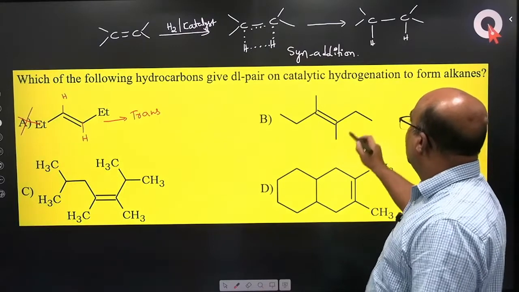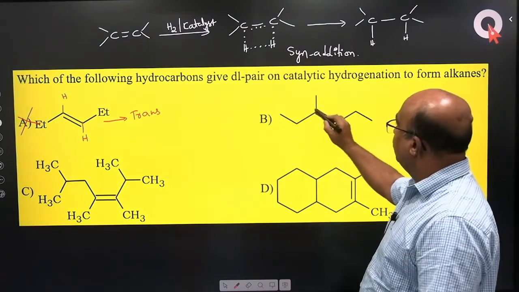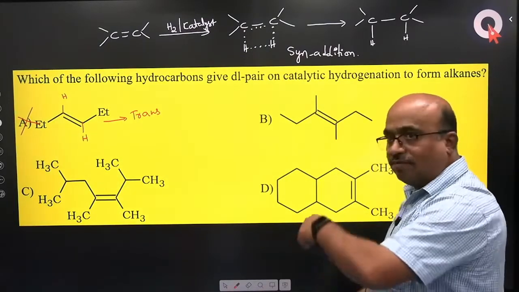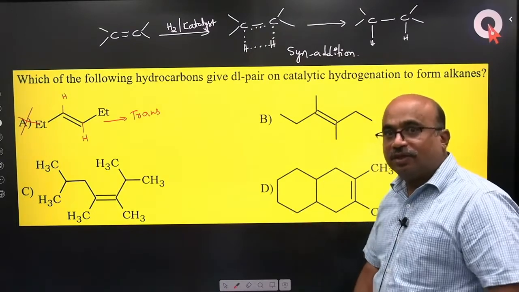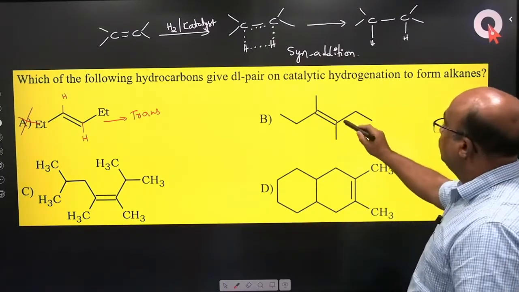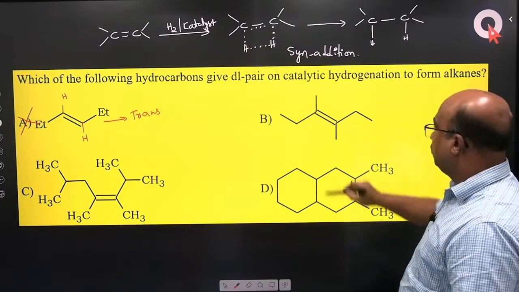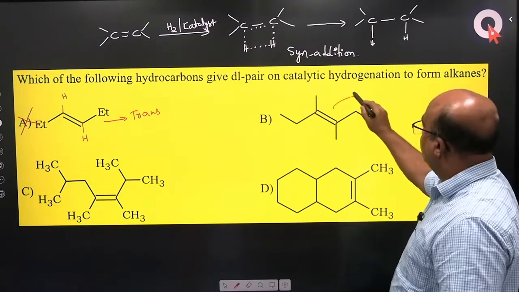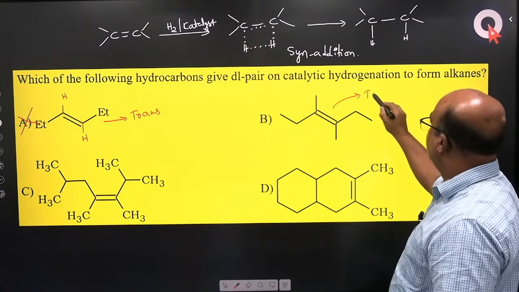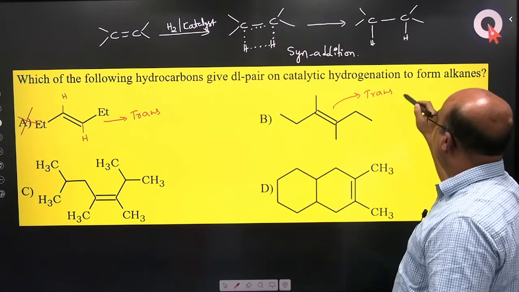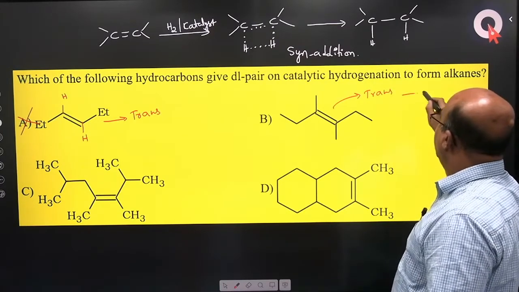Now here we have C2H5, C2H5, CH3 and CH3, that is what we started and discussed. So what is in this case now? Hydrogen comes here or hydrogen comes here. And what is this isomer? This is again only the trans isomer. So a trans isomer means you are adding syn, so you will get again racemic.